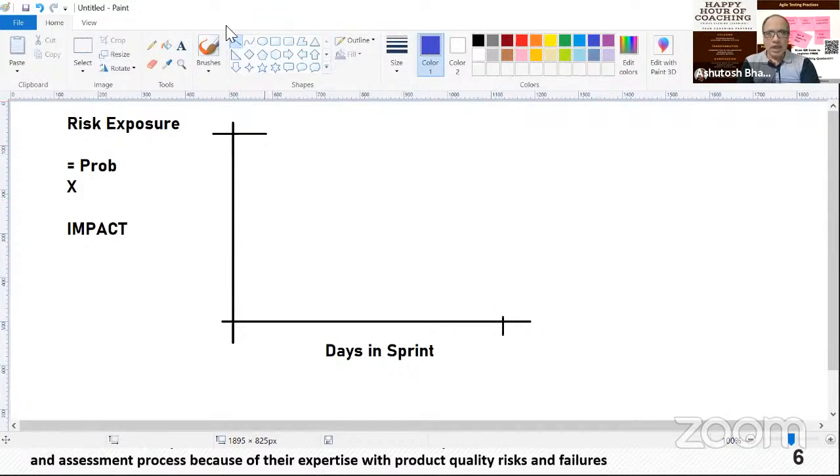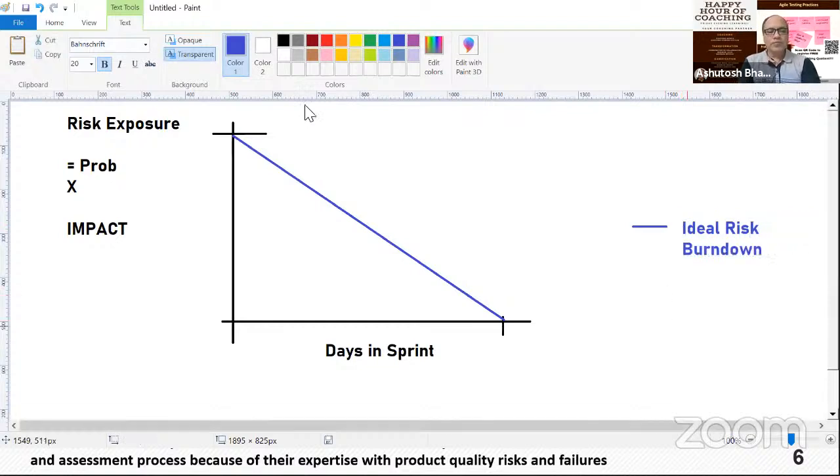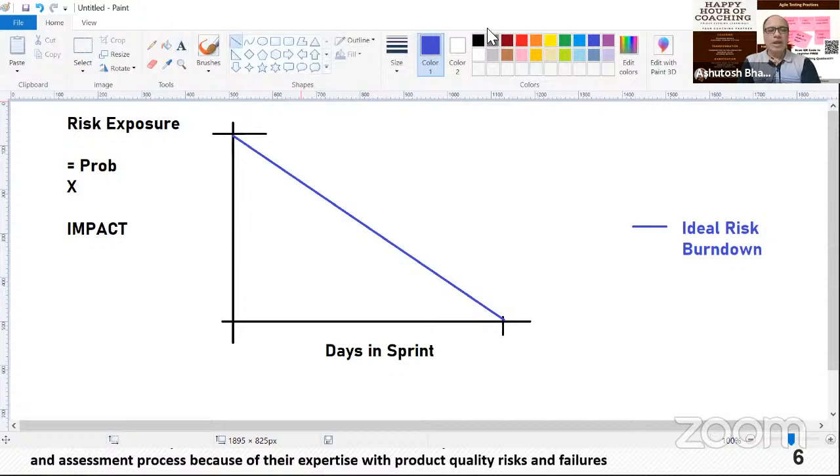And I think we all know, like in any normal burn down chart, in a risk burn down chart also, we will be having an ideal line. So the blue color line, which is a 45-degree line, would be the ideal burn down of the risk. Ideal risk burn down. This is what the blue color line will represent. And of course, as we all know, there will be a red color line, which will talk about how the team is performing from a risk management perspective.